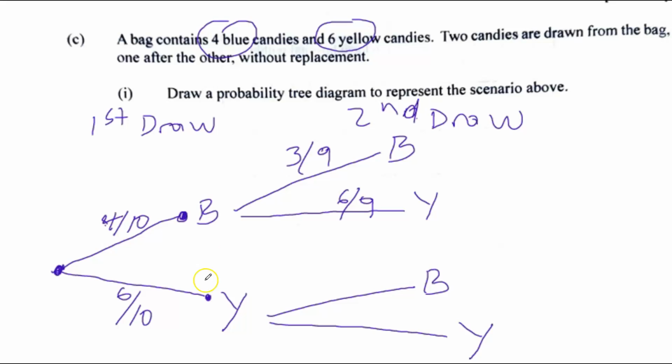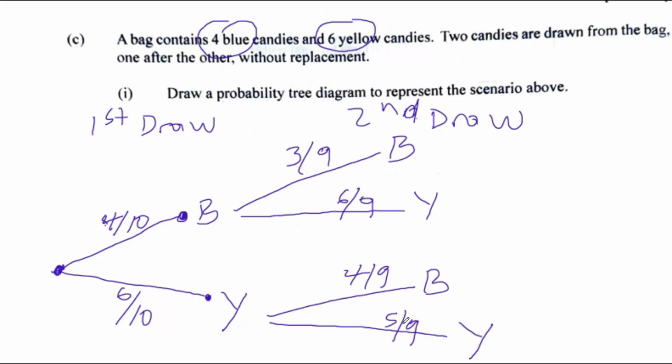Again, the bottom branch here is the case where the first candy was yellow. Now, if the first candy was a yellow candy, you still have 4 blue. So the probability of blue will be 4 out of 9, since after the first draw I have 9. And if the first candy was yellow, you will now have 5 yellow candies. And of course, on the second draw the total will be 9. Alright, so those are the probabilities.